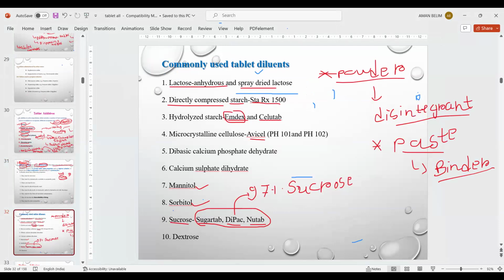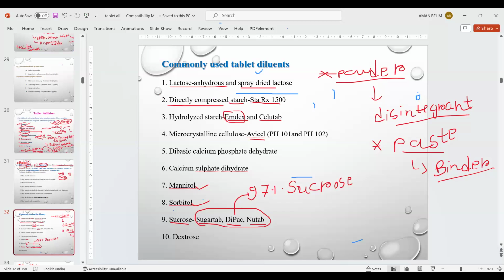The first one is lactose anhydrous and spray dried lactose. Okay, what will be the problem with lactose? If I use a hydrated form of lactose, what will be the problem? What will be the problem? Maillard reaction. Very good. Yes. With which kind of drug will it give Maillard reaction? Which kind of drugs? Amine. Yes. Very good. Whether it will be primary, secondary or tertiary amine, or all of them? Primary, yes, very good, yes.